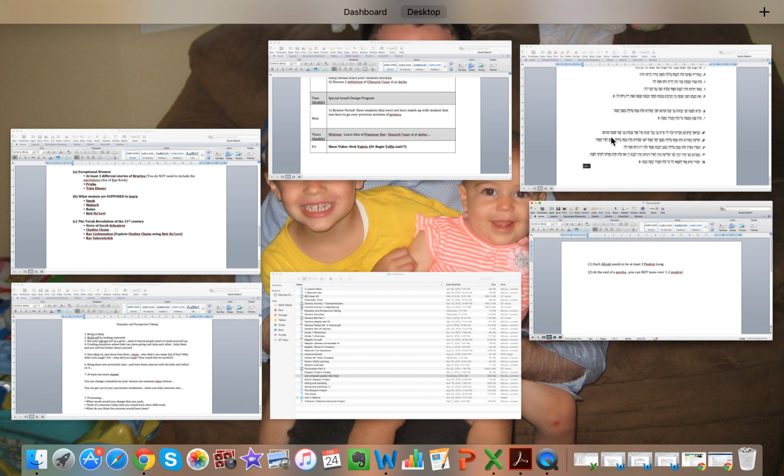over Zayin and Chet, or you can't leave over Yud Dalet and Tet Vav. Right? You cannot leave over 1 to 2 psukim at the end of a section. At the end of a parsha, maybe I'll write in brackets, a section. You cannot leave over 1 to 2 psukim.